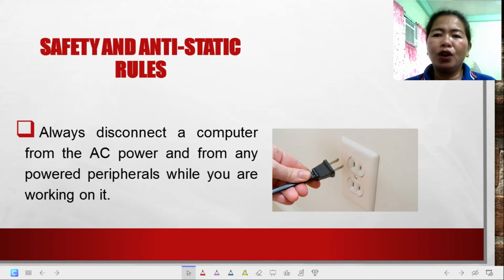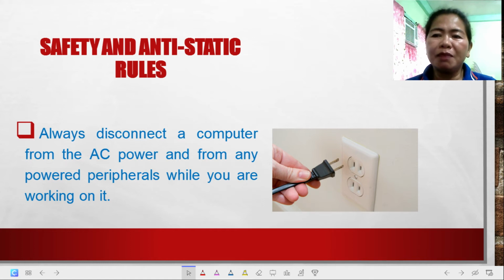Number two, always disconnect a computer from the AC power and from any powered peripherals while you are working on it. The illustration that I have included in this video shows the male plug being unplugged from the AC power. You should always unplug first prior to doing something in your system unit. You should always disconnect from the AC power. AC power means alternating current, the current that is supplied by the Boheco.